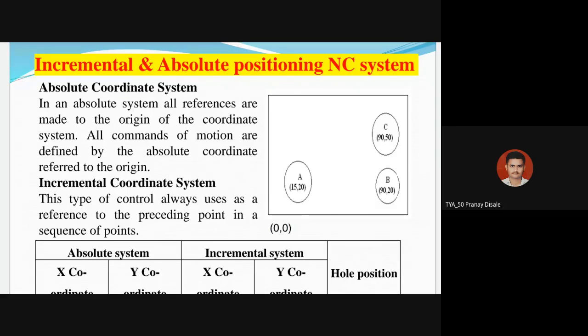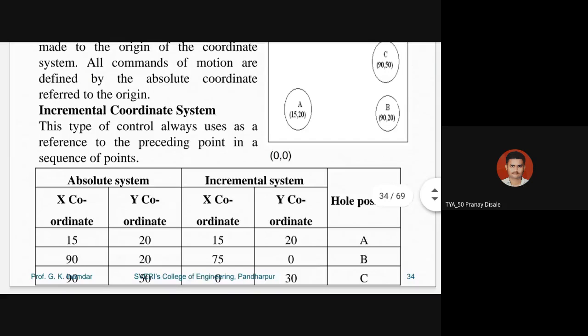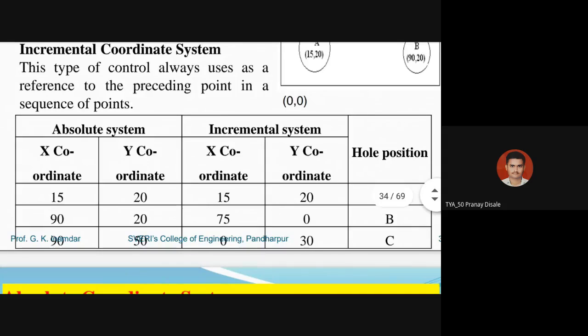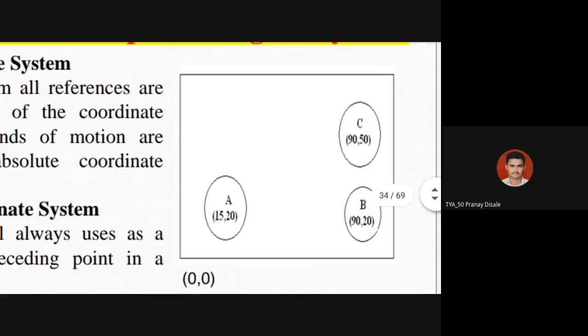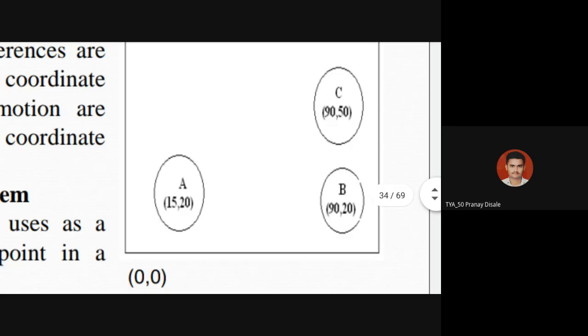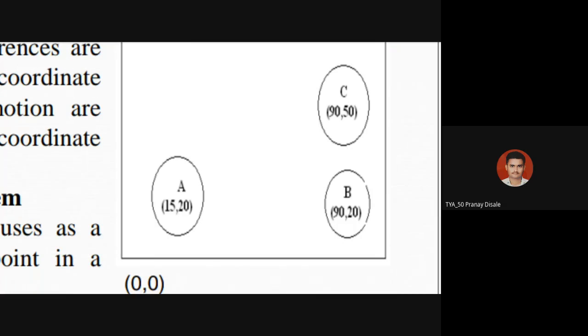Okay, this is a very simple difference. If you see this chart, that will be very clear. Suppose C point. If you consider the absolute system, what will be the location of C? From the origin, it is 90 on the x-axis and 50 on the y-axis.